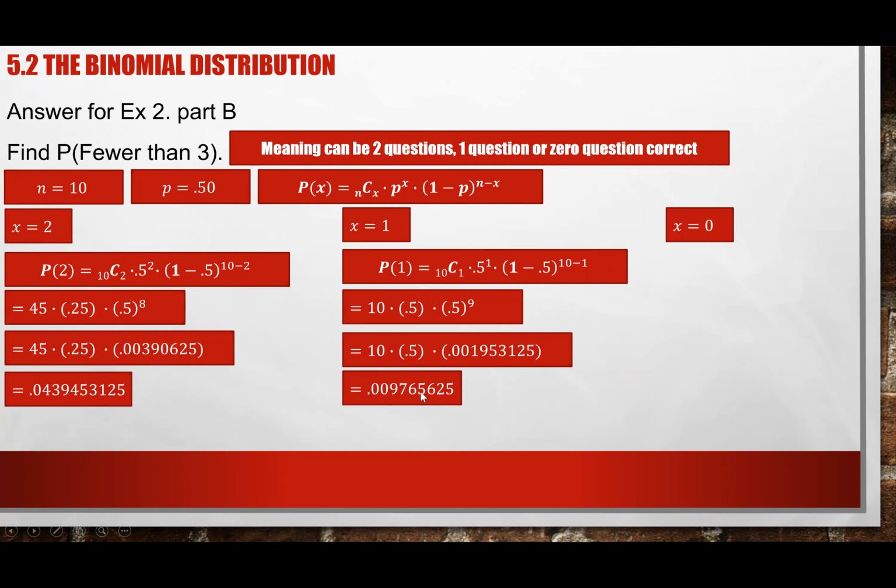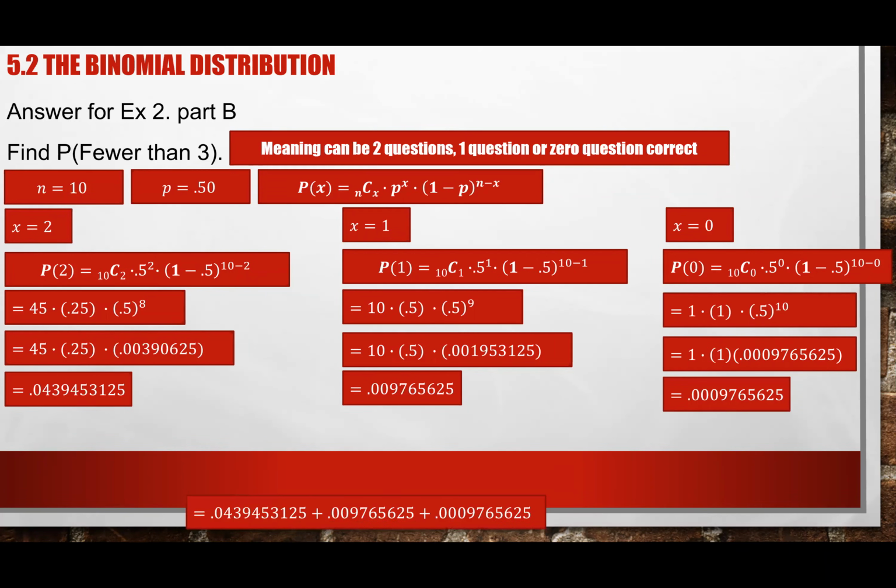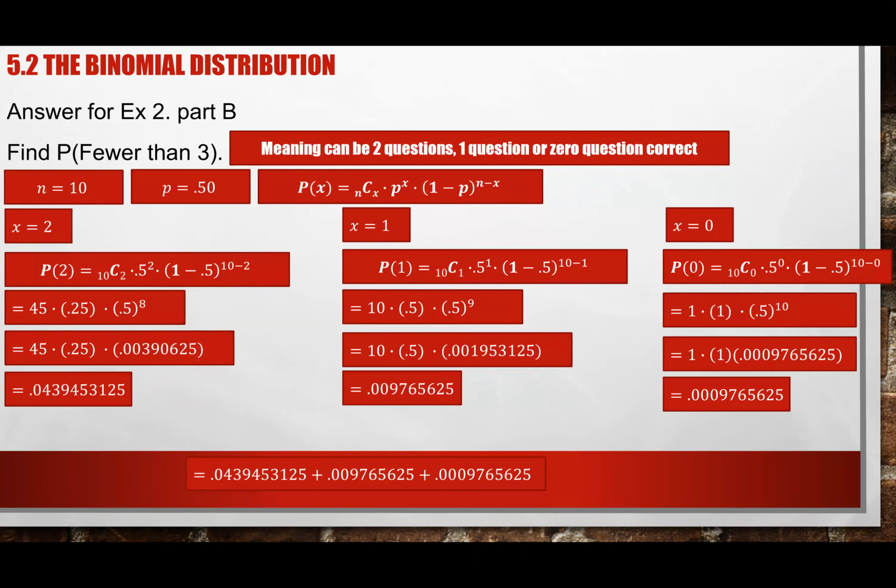And lastly, we have to do the 0, which is 10c0, you have 1 choice. 0.5 to the 0 power is equal to 1, and this is what you have. If you multiply this out, these are the 3 items we have here: x equal to 2, x equal to 1, and x equal to 0. How do I find this probability? All I need to do is take the 3 items and add them together.